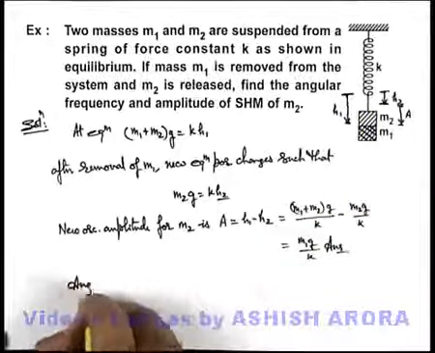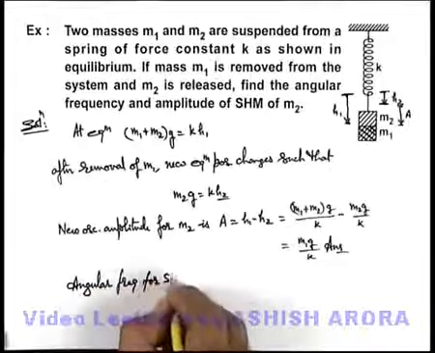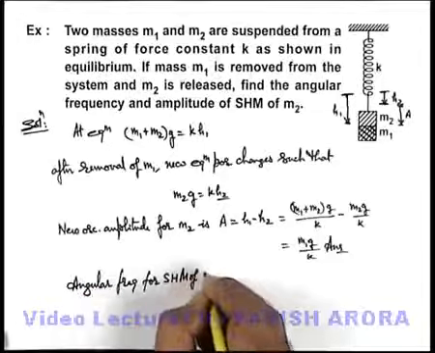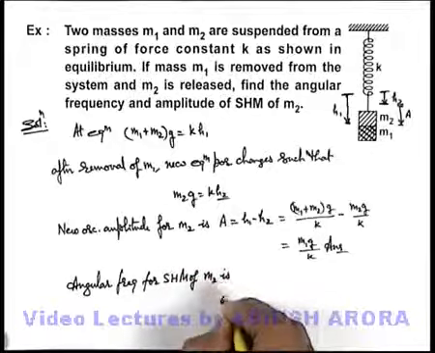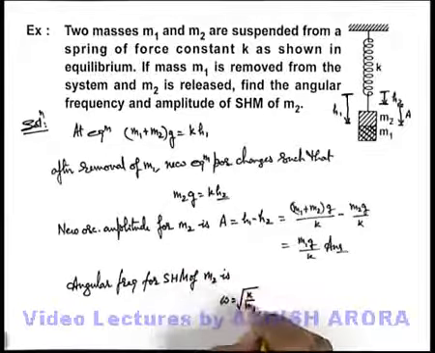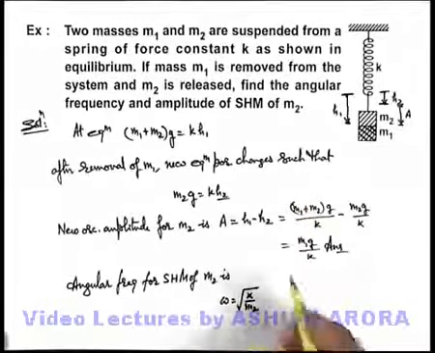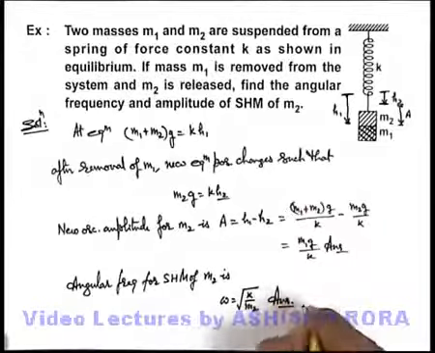So we can write the angular frequency for SHM of M2. This omega, as we already studied, can be given as the root of K by M2, because under the influence of a spring of force constant K, M2 is oscillating. This will be another answer of this problem.